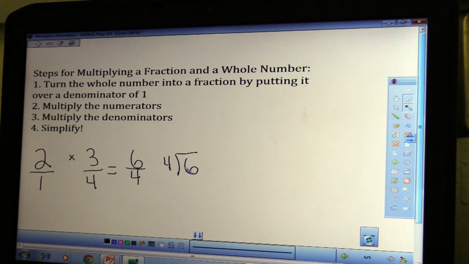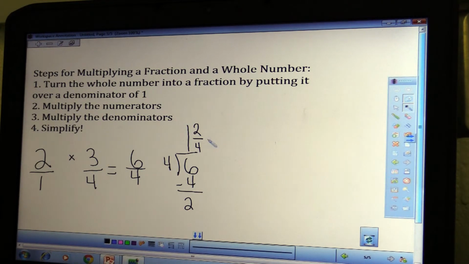I have it set up. 4 can go into 6 one time. 1 becomes our whole number. 4 times 1 is 4. Subtract, I'm left with a remainder of 2, which becomes my numerator. Keep my denominator of 4. So now I have 1 and 2/4.